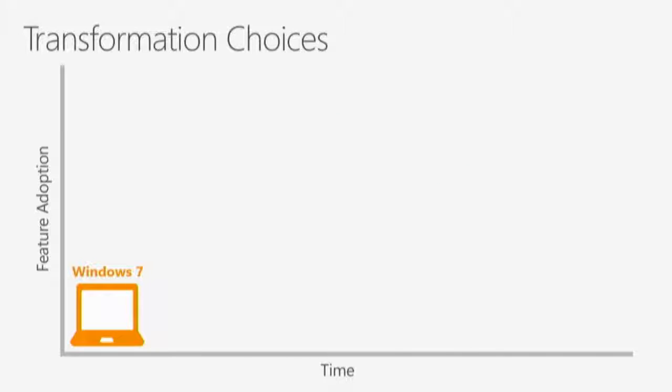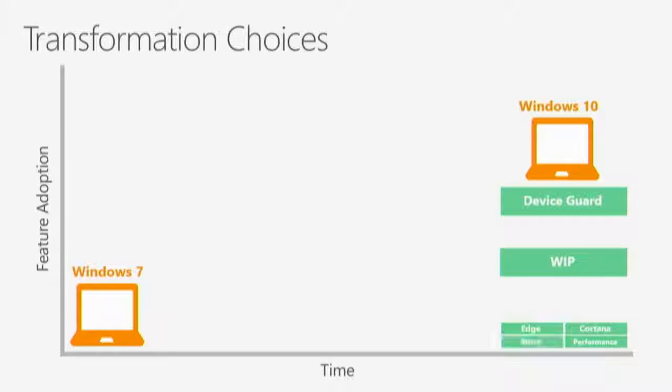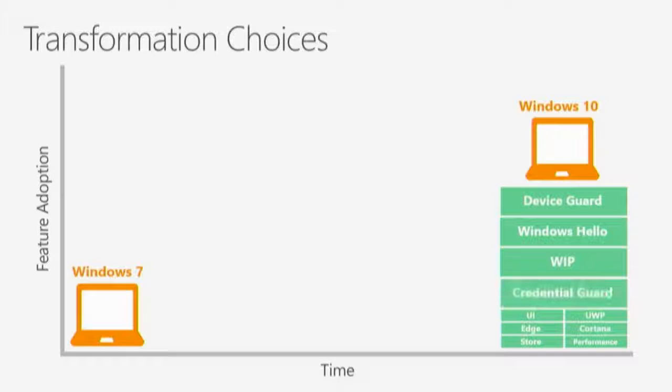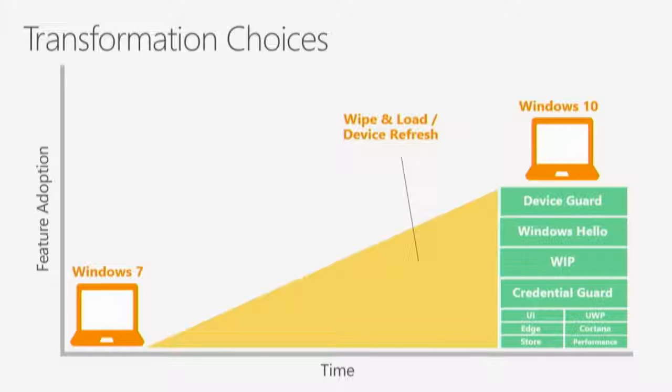So, the zero scenario is, okay, I'm going from Windows 7 to Windows 10, and I probably want all these technologies. I know I want all those technologies. And if I'm going to do that, I'm going to have to do a wipe and load. Okay, but it's going to be a relatively big project.